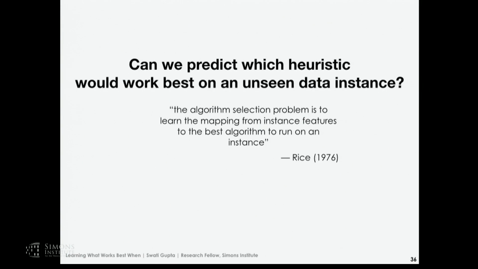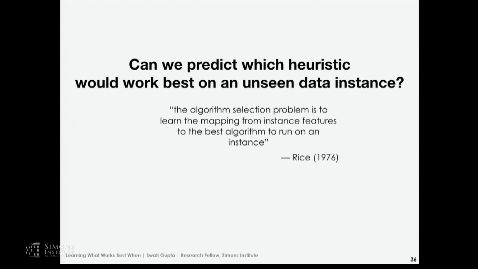And okay, so the question is, can we predict which heuristic would work best on an unseen data instance? And when we asked this question, we faced a lot of skepticism that these are NP-hard problems, and these are heuristics, you can't really prove anything about them. So the fact that you're trying to learn how well they perform with respect to properties of instances, that seems like it'll not give you any promising results.